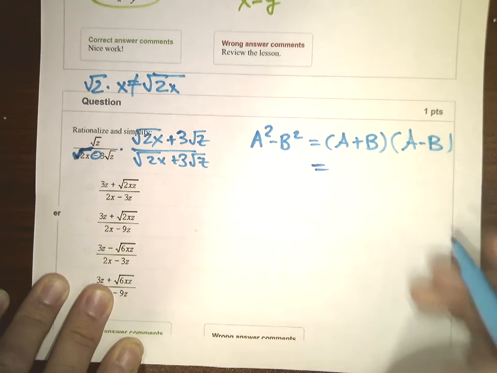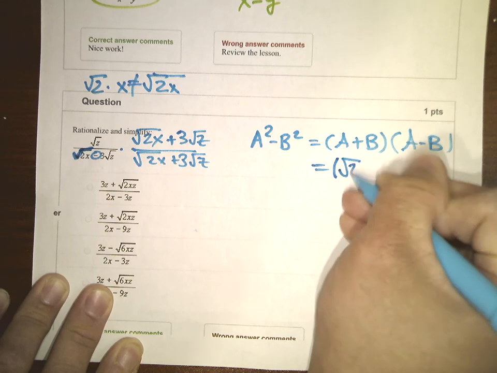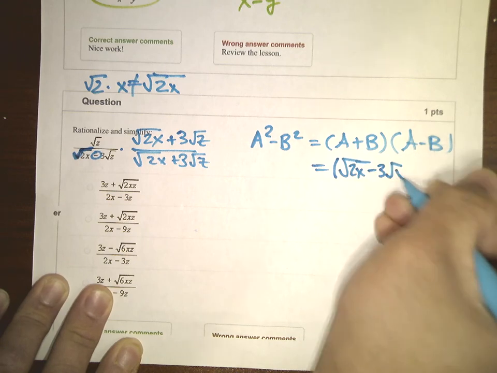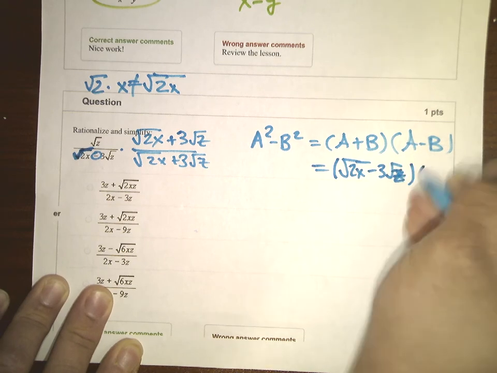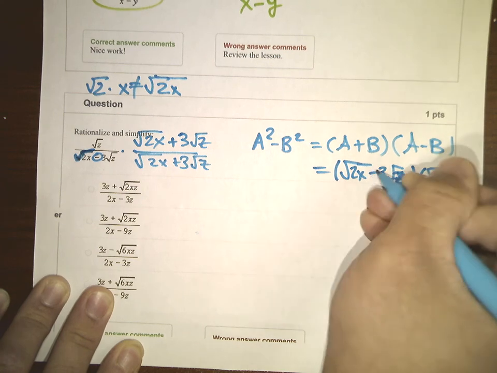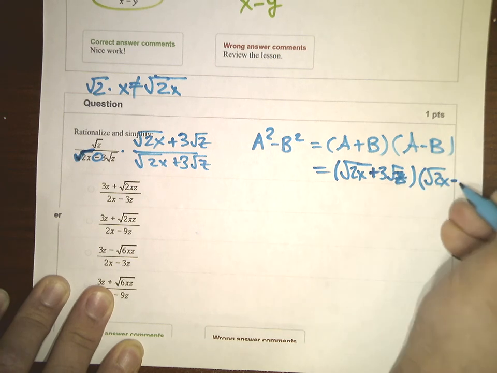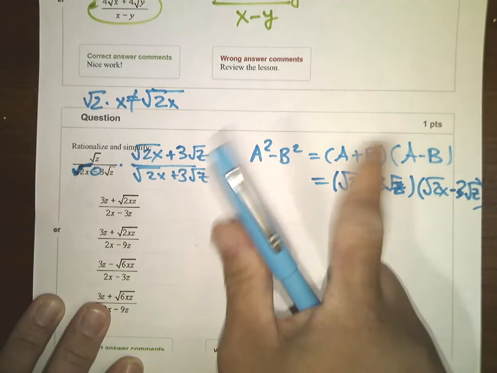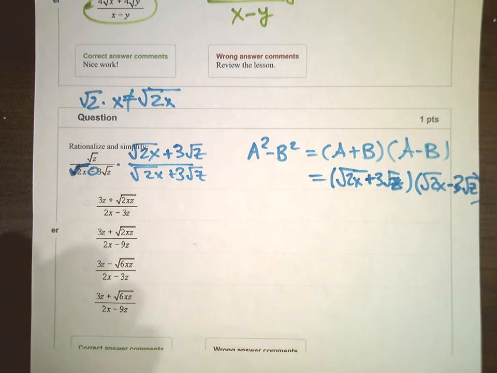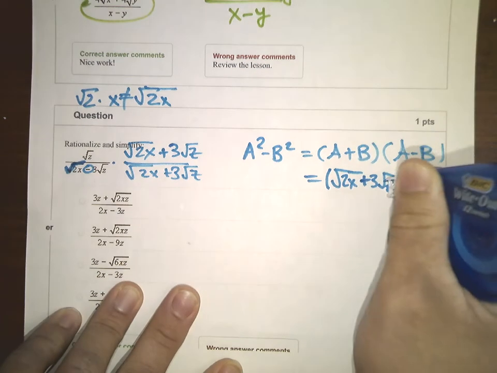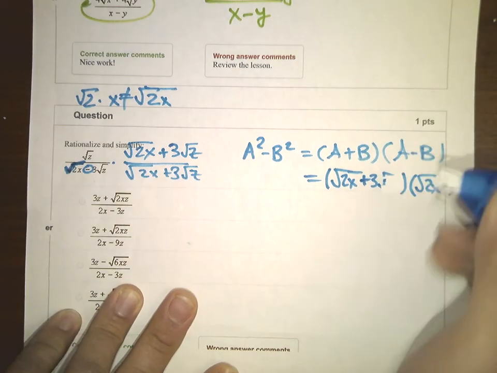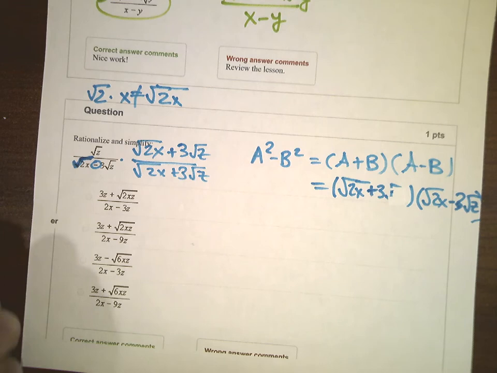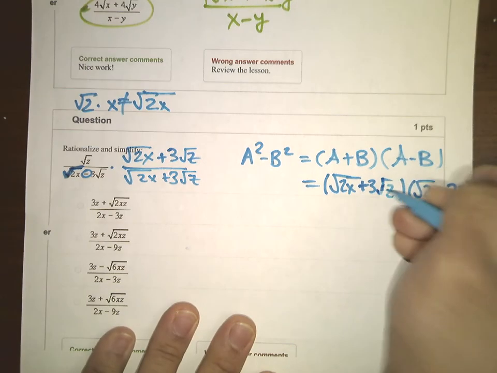All right, so what do you have here? We have square root of 2x minus 3 square root of z, and then times square root of 2x plus 3 square root of z. Let's make that one plus and that one minus, just so that we follow the same format that we have up here, although it doesn't matter which order those factors are in, because the multiplication here is commutative. So let me just make that z a little bit more easily visible for you. All right, so there we go.